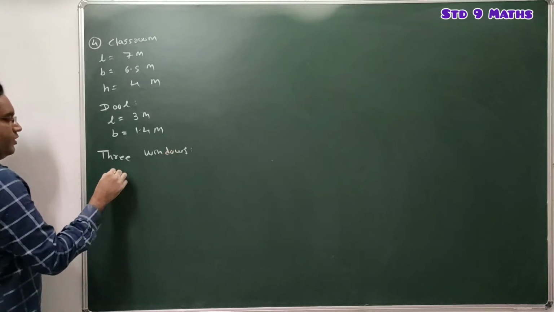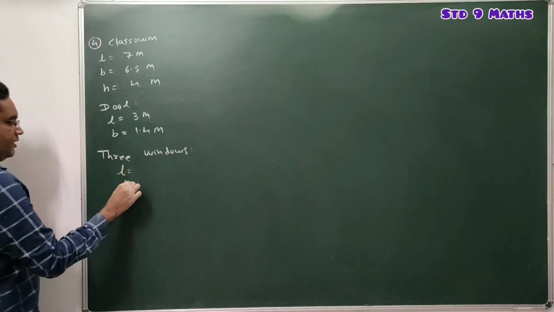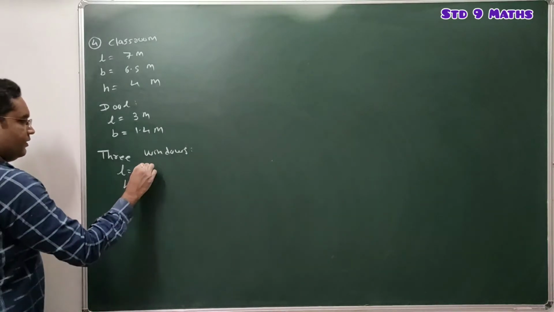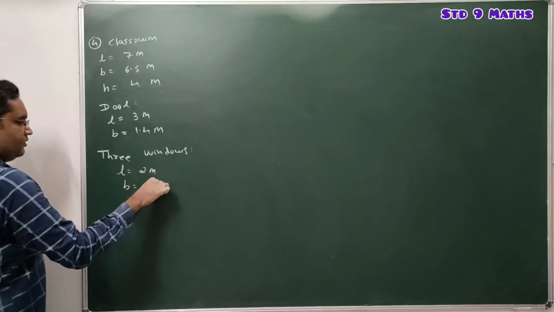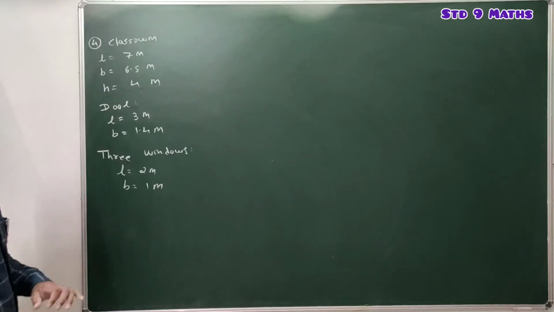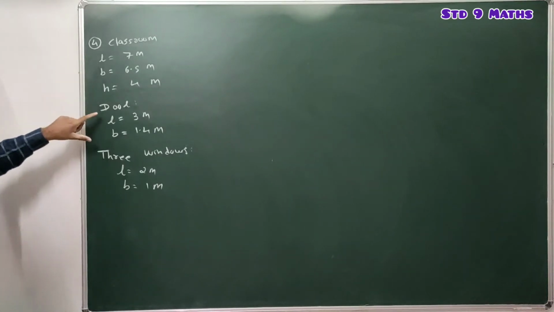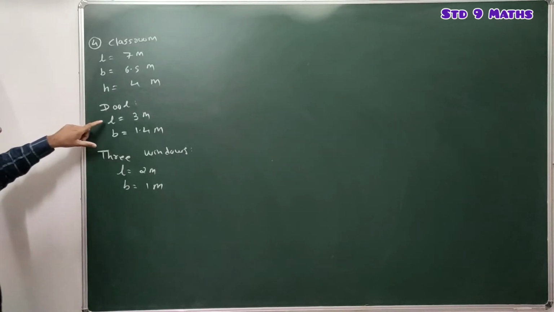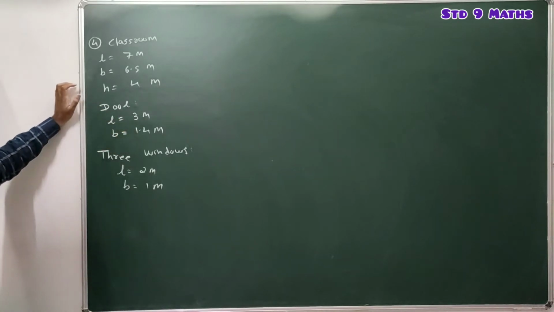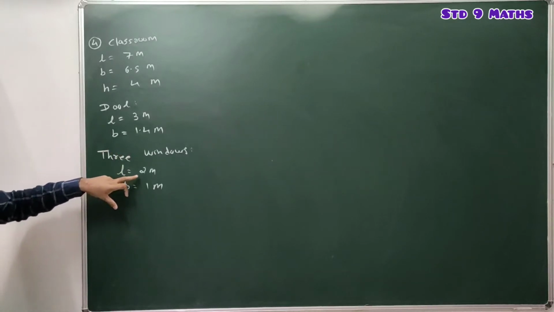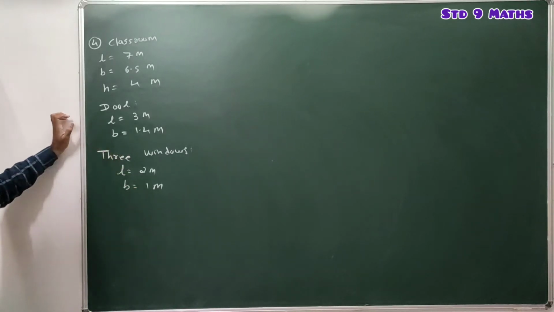And the dimensions of windows are given. Length and breadth of each window is 2 meter and 1 meter. Done? So this is the classroom. One classroom is there whose length, breadth and height is given. In that classroom, one door is there whose dimensions are 3 meter into 1.4 meter. And that classroom having 3 windows, each of having 2 meter length and 1 meter breadth.